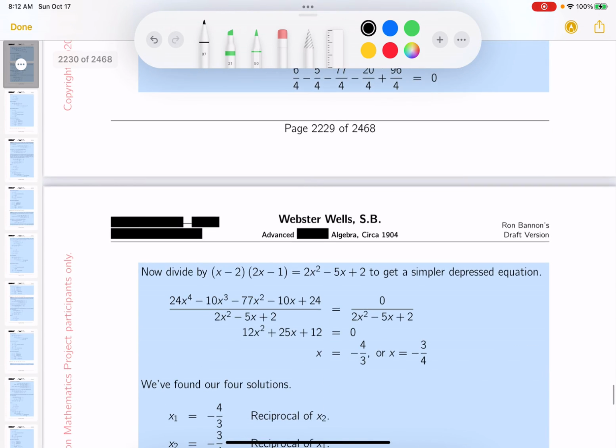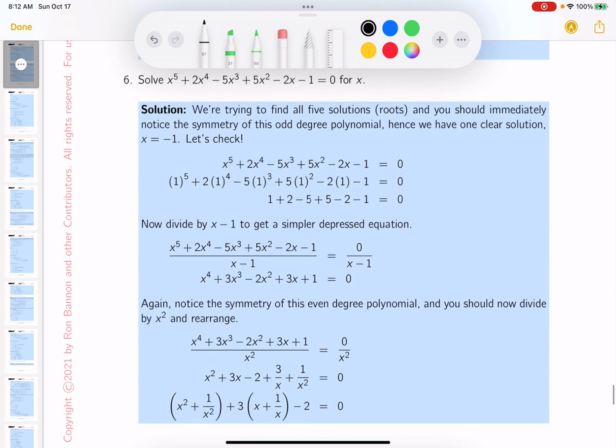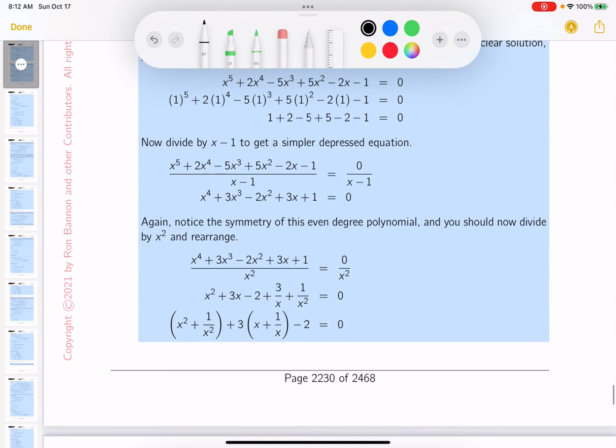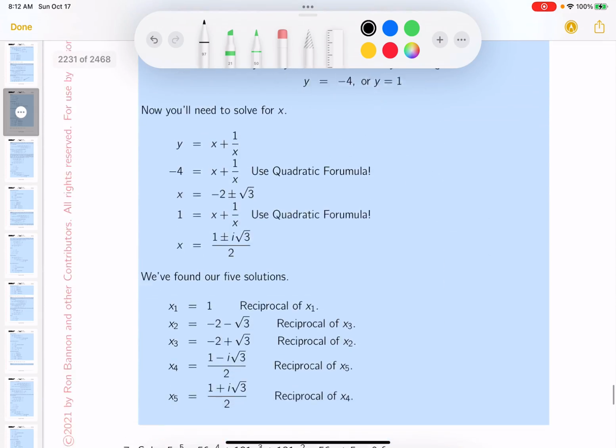I put the work down for you. Let's see if there's anything difficult. 5th degree, yeah, 5th degree is pretty difficult. I'll look for a root and divide through. You get a depressed quartic. Then I divide through by x squared. And then I made the substitution we made for the original problem. All right? Let me go back.